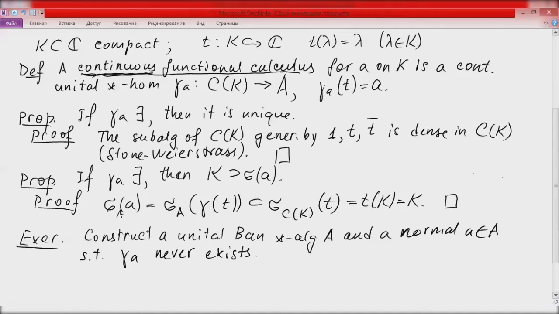It turns out that if A is not just a Banach star algebra, but is a C-star algebra, then everything is okay. And the above necessary condition is also sufficient. And before we prove it, let's introduce some notation.